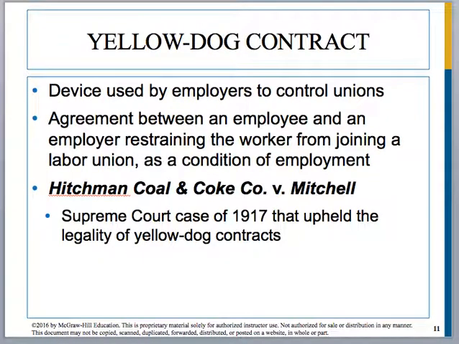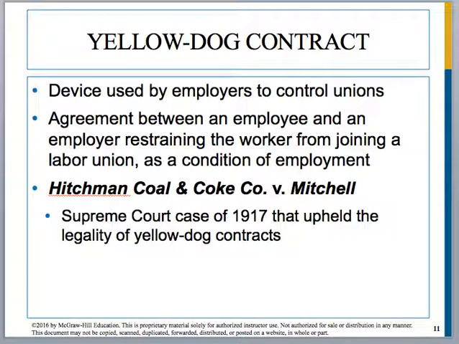Your yellow dog contract is how your employer controls your union. It is an agreement that you as the employee and me as the employer have that restrains you from joining a labor union as a condition of employment. Now, remember I said that I was in an orientation where my employer said that we could not join or create a union, but we didn't have a written agreement to that, and it was not on any paperwork.